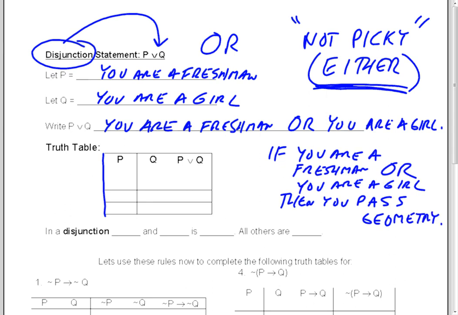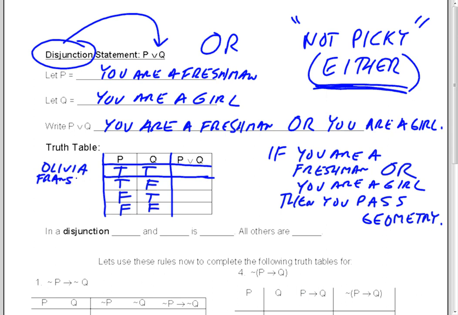We're setting this up the same way with true, true, true, false, false, true, false, false, and let's deal with the same people. We have Olivia, we have Francisco. Is that right, Abigail? And Tim.